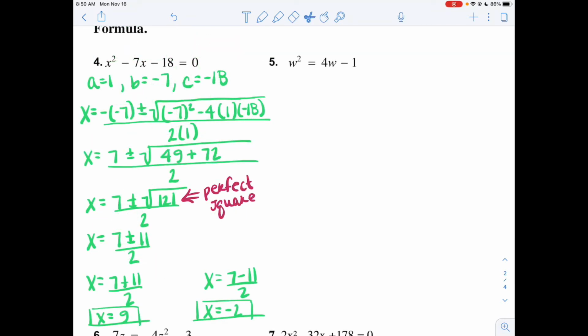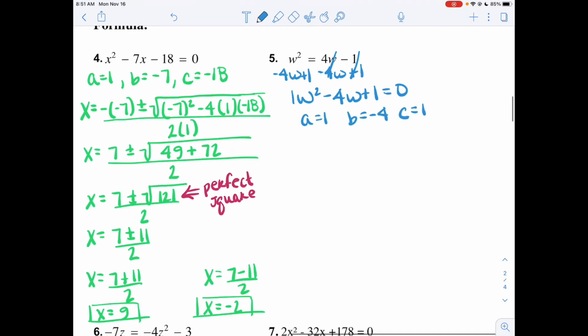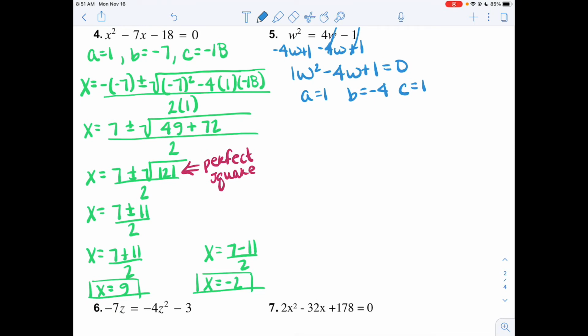In this example, the first thing I notice is that I need to move some things over in order to be able to work with this in standard form. So I am going to subtract 4w from both sides, and I'm going to add 1 to both sides. That's going to make those cancel here, and I will be left with w squared minus 4w plus 1 is equal to 0, and I can identify a as being the implied 1 in front of w squared, b is equal to -4, and c is equal to 1. So I am ready to plug into my quadratic formula.